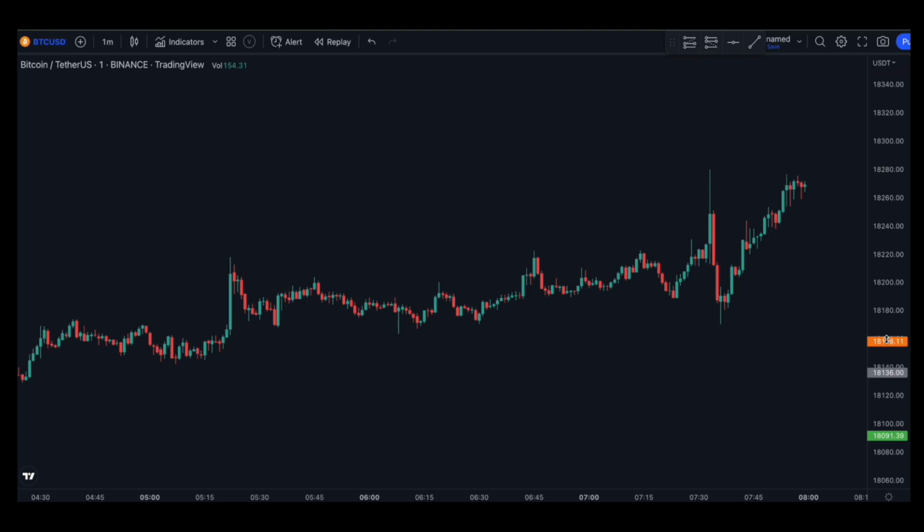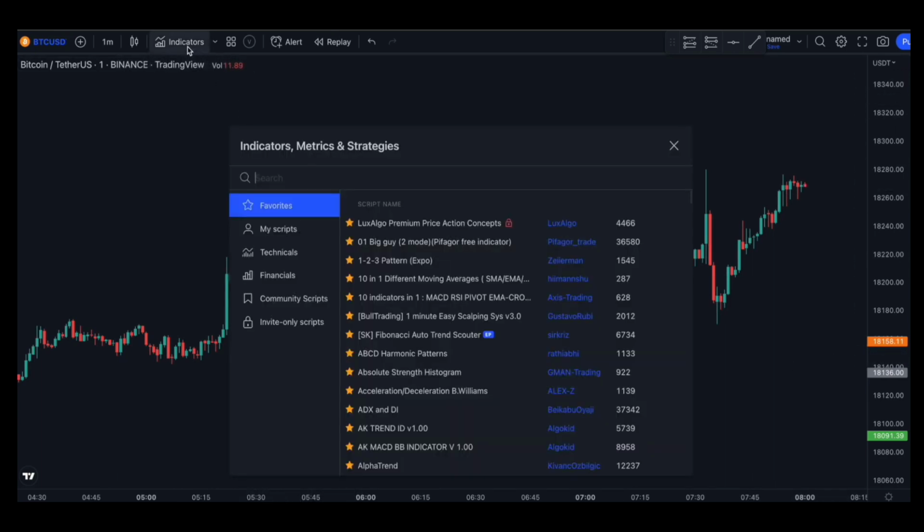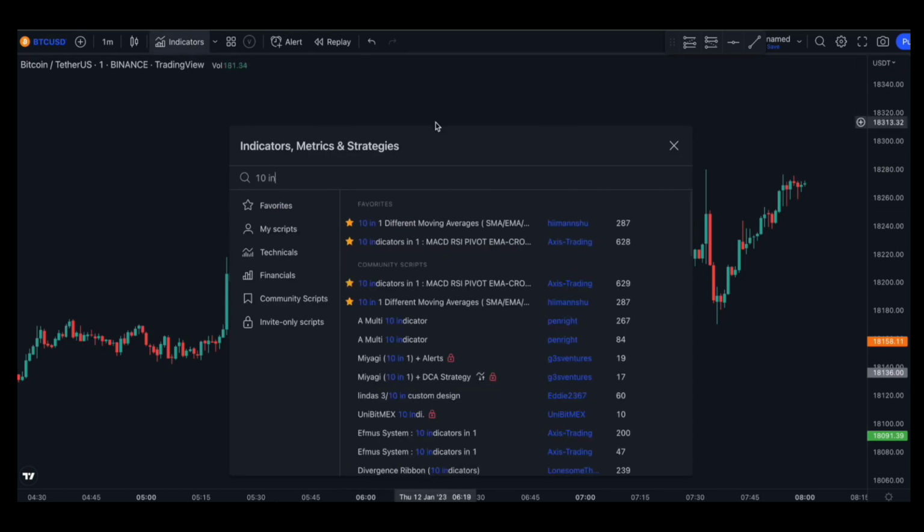The setup includes 3 free TradingView indicators. We will explain in detail how they work and what settings to use as we install them on the chart. So, in order to add the first study, click on the Indicators tab and search for 10 and 1 different moving averages. Select this indicator created by Himanshu.